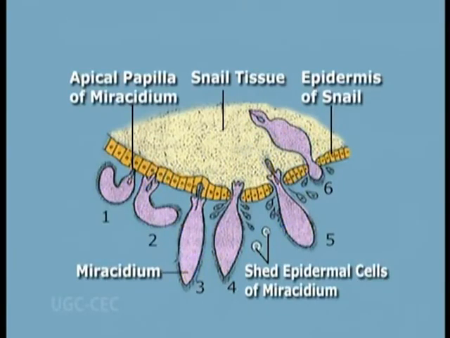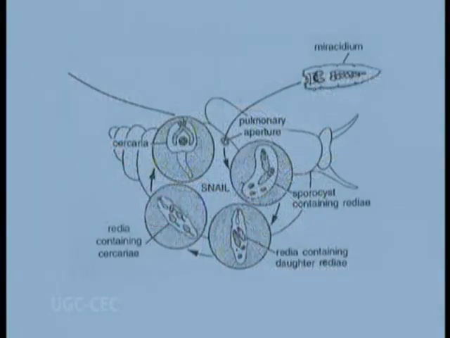You can see there are 1, 2, 3, 4, 5, 6 figures. In the first figure, they are coming into contact. In number 2, the apical papilla of the Miracidium is penetrating inside the epithelium. Then slowly, step by step, the whole Miracidium larva enters the snail body. Afterward, it reaches the digestive gland of the snail, changes its body in 14 days and develops into another larva, known as the sporocyst larva.